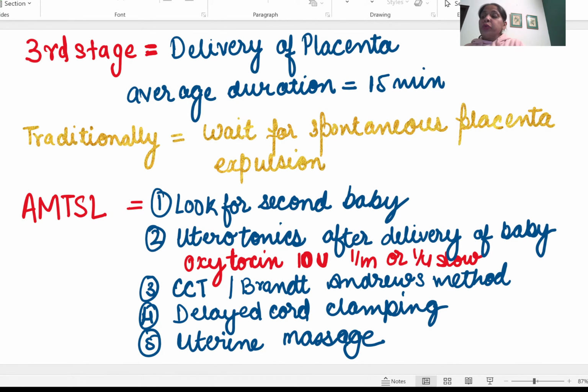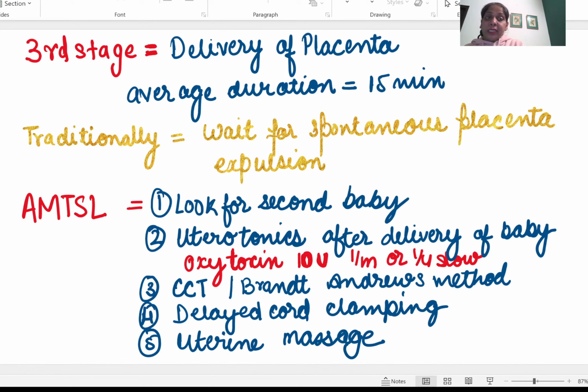Now imagine that the fetus has been delivered and we have to deliver the placenta. The average duration of the third stage is, sorry, 15 minutes. What we used to do traditionally is that we used to wait for spontaneous placental expulsion. We used to deliver the fetus, clamp the cord, and wait for spontaneous placental expulsion.